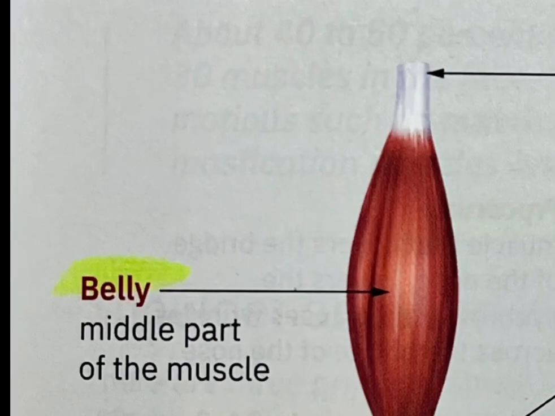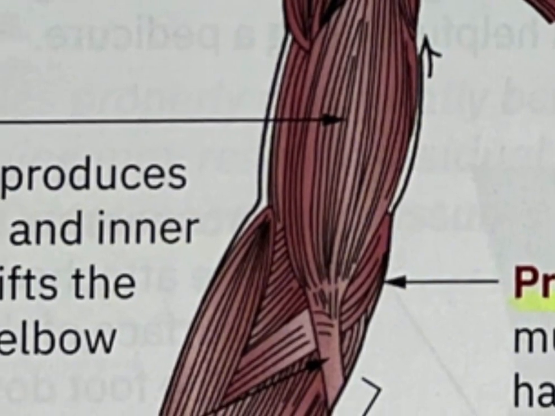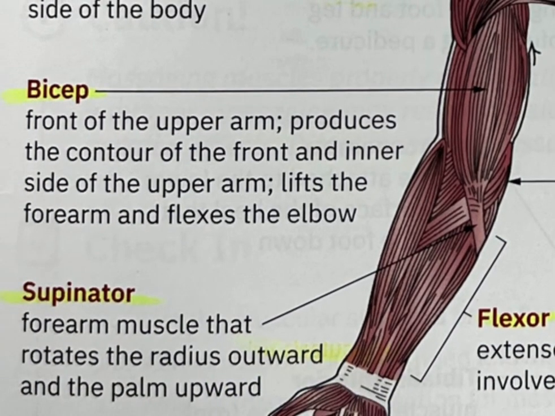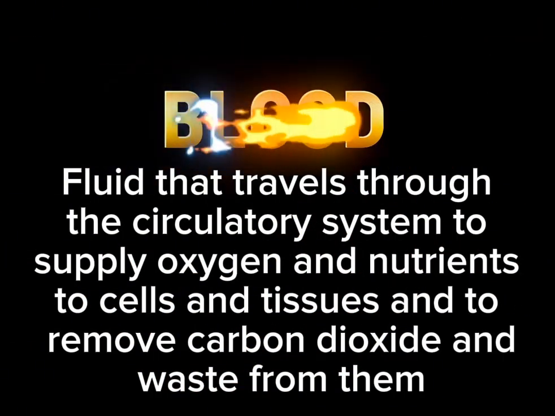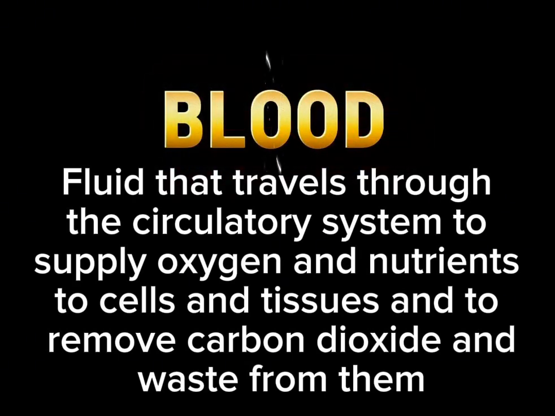Belly, middle part of the muscle. Bicep, muscle that produces the contour of the front and inner side of the upper arm, lifts the forearm and flexes the elbow. Blood, fluid that travels through the circulatory system to supply oxygen and nutrients to cells and tissues and to remove carbon dioxide and waste from them.